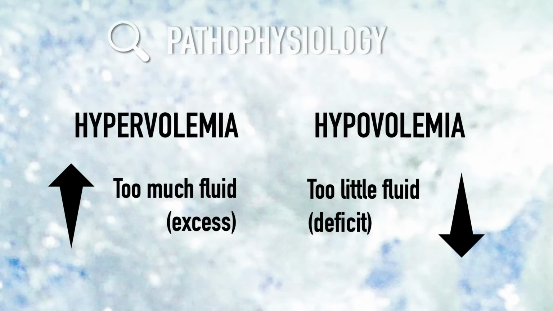When discussing fluid volume imbalances, we are talking about extracellular fluid or ECF. When the body has too much fluid in the ECF, we call this fluid volume excess or hypervolemia. On the other hand, when there is not enough fluid in the ECF, we call this fluid volume deficit or hypovolemia. Remember that hyper means too much and hypo means not enough.